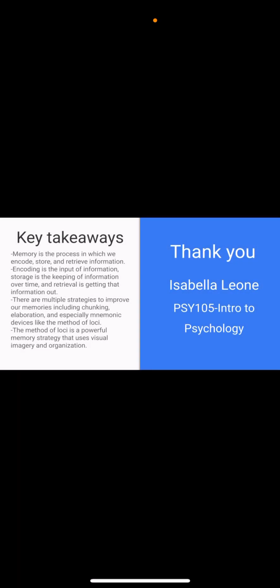So the key takeaways of this presentation. Memory is a process in which we encode, store, and retrieve information. Encoding is the input of information, storage is the keeping of information over time, and retrieval is getting that information out. There are multiple strategies to improve our memories, including chunking, elaboration, and mnemonic devices like the method of Loci. The method of Loci is a powerful memory strategy that uses visual imagery and organization. Thank you.